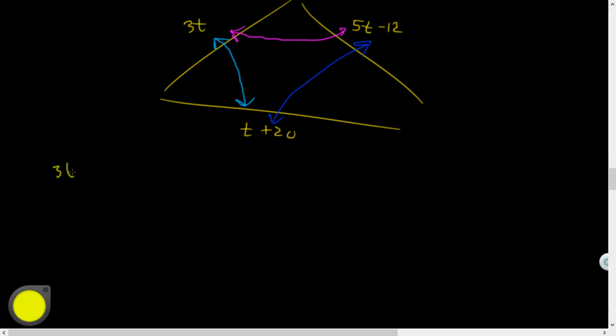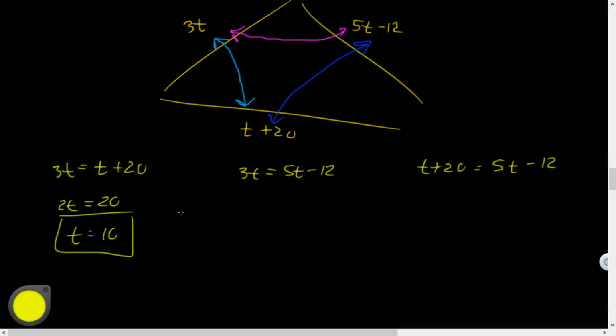So let's see. I'll have 3 simultaneous equations, each of them being an OR logic between them. 3t equals t plus 20. 3t equals 5t minus 12. And t plus 20 equals 5t minus 12. Let's solve these. Subtract t from both sides. 2t equals 20. Divide by 2, t equals 10. That's 1. That would result in the light blue ones being congruent and therefore isosceles. Sorry, the sky blue, if you will.